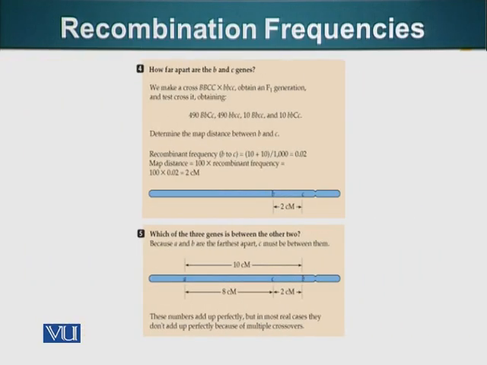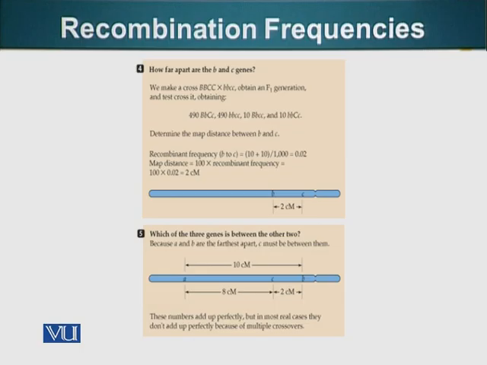How far apart are the B and C genes? We do a similar type of cross to the ones we have done previously. Now the number of recombinants is 10 for capital B, small c, and 10 for small b, capital C, small c. We convert this number into frequency. It is 0.02, or 2 centimorgans.